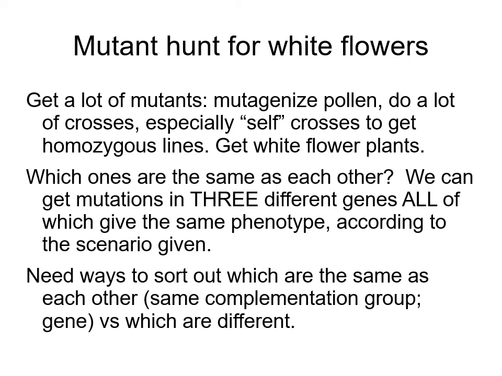All right, so we're going to mutagenize, get white plants, and in principle, if we get a whole bunch of white plants, we will get mutations in these three genes, all of them. They all create the same phenotype, and so the flowers will look the same, but we realize that those mutations will define 3 different genes, not just one. It's just that the phenotype is the same. So we need a way to sort out which mutant is the same as which, and which one is different.